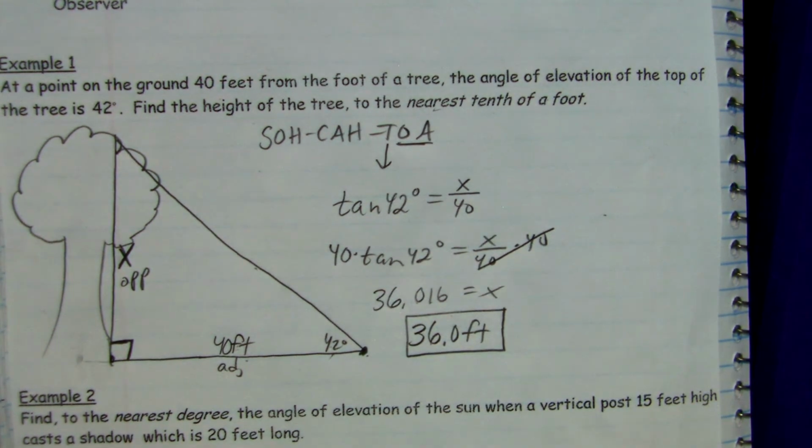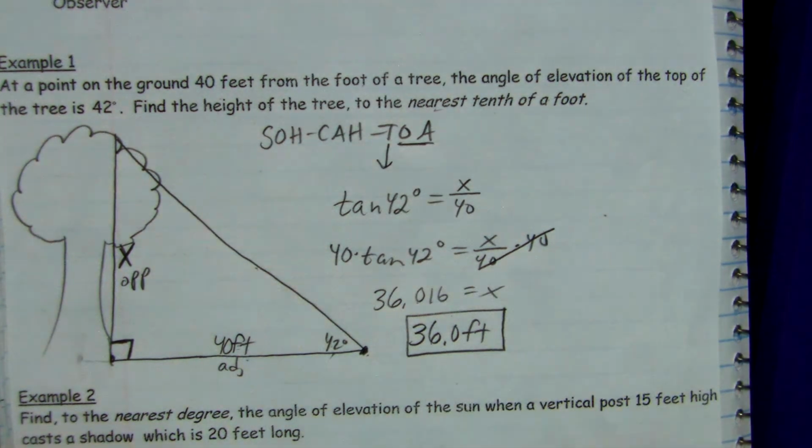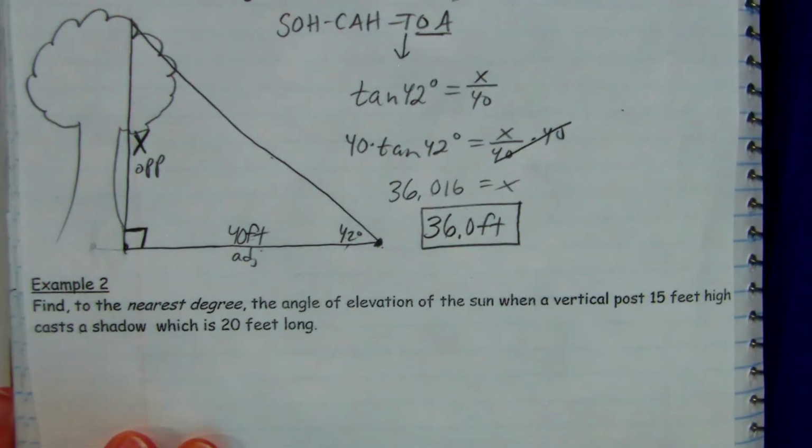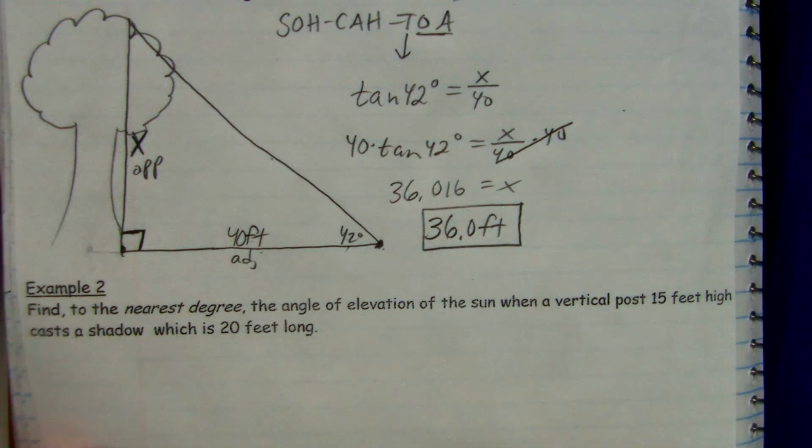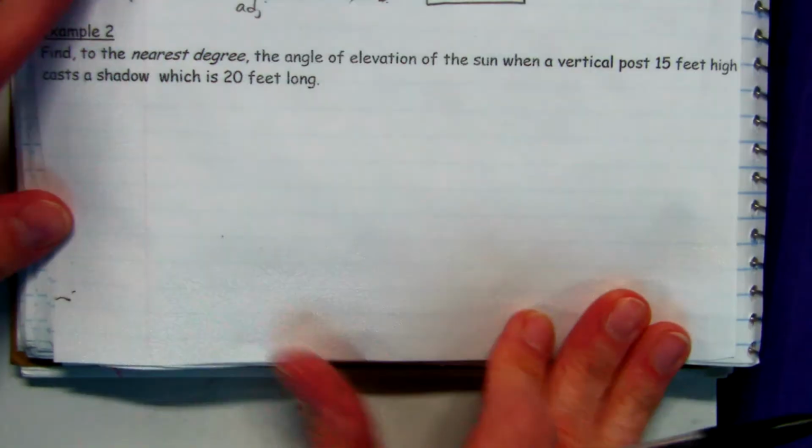Oh. See, I thought that was a comma. Sorry, it's a period. I didn't write super neatly. All right, did everybody get that one written down? Yep. Okay, so let's look at example 2.